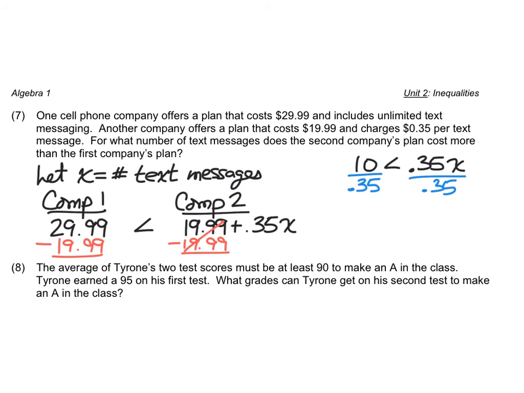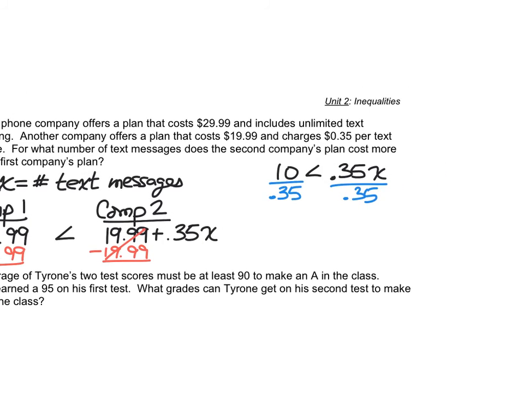So 10 divided by 0.35. You're talking about 28.571-ish. All right, we'll talk about what that means in a second. 28.571, approximately. Use a little approximation symbol to show that it's not an exact value.